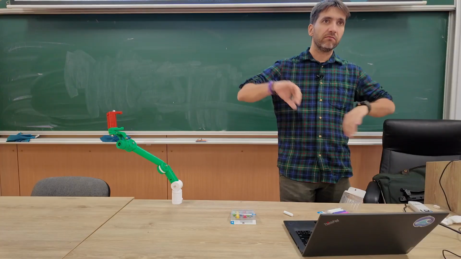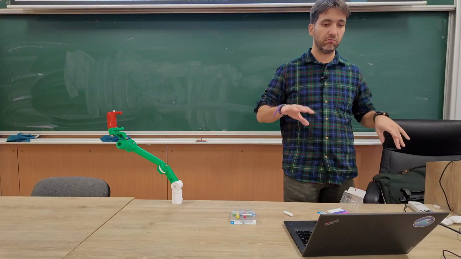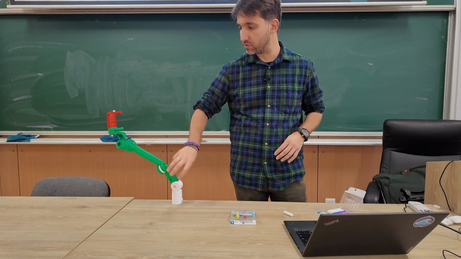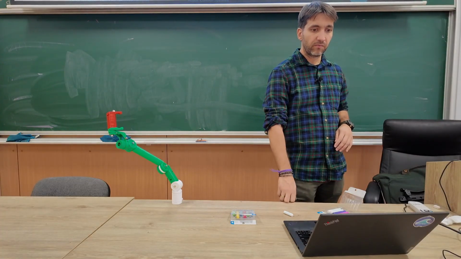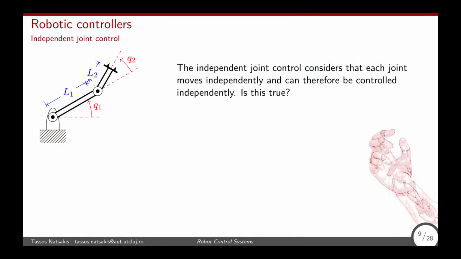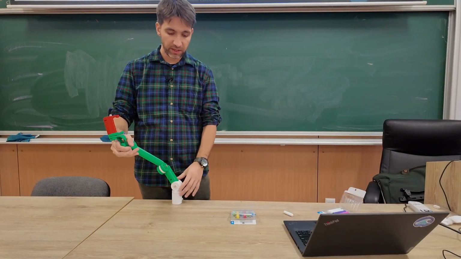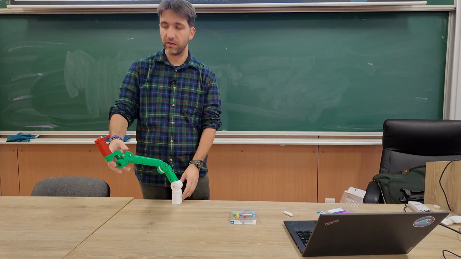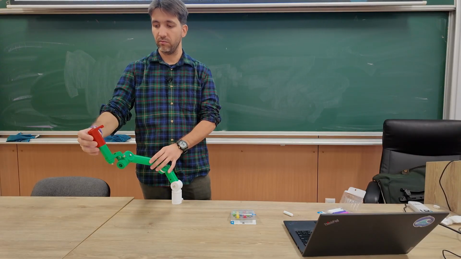So, I can decompose the joint motion independently and then develop a controller for this motor, for this motor, for this motor, and this motor. Right. But this means basically that I consider each joint to be an independent process, right? So that this joint moves independently from this joint. All right, is this true? Can I assume that this joint moves independently?